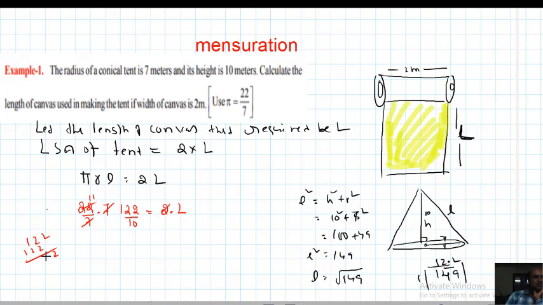2 ones are 2, 11s are 22, 122 times 11 is 1342. So I can write 1342 by 10 equal to L. Therefore, length of the canvas equals 134.2 meters. So this is the answer for the problem.